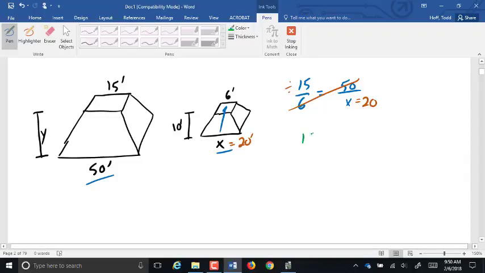We got the 15 over 6 again to find Y. Y is going to go, it's from the same figure as the 15. It goes on top. Below it is 10. We cross multiply and divide. 15 times 10 is 150. Divided by 6 is 25. That's 25 feet.